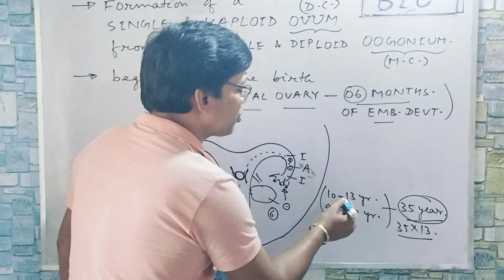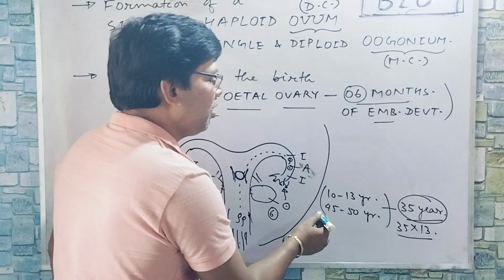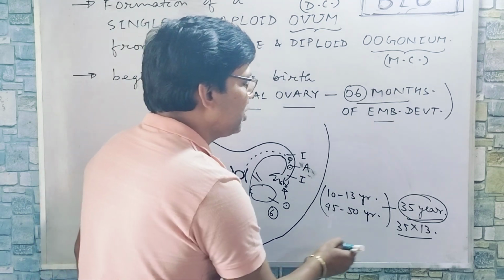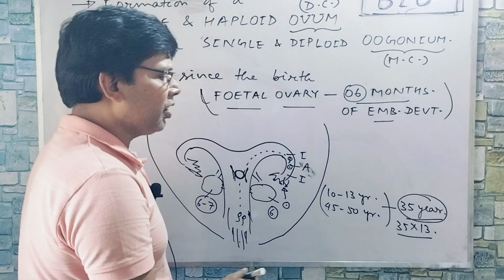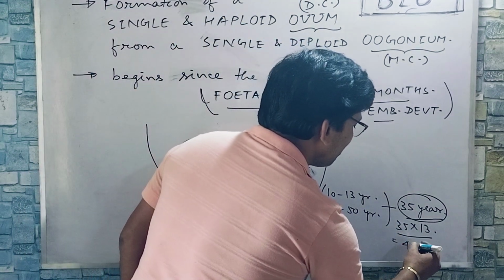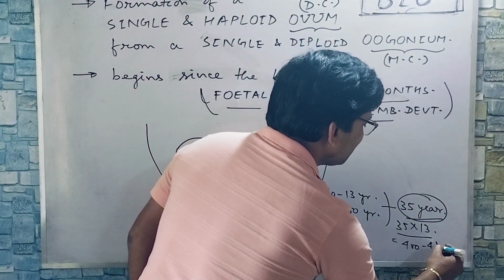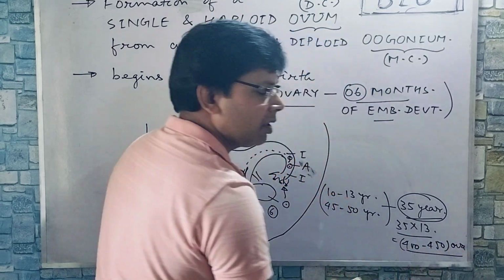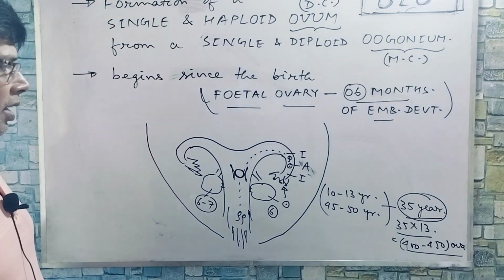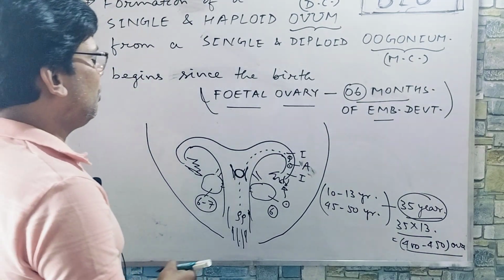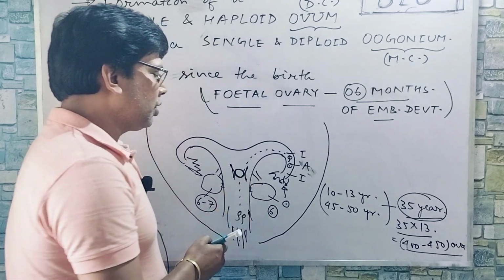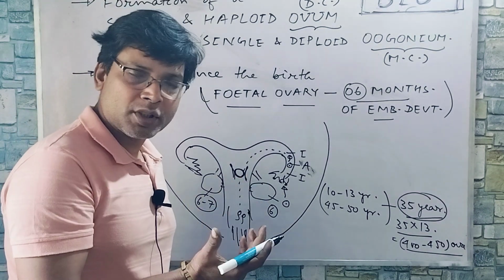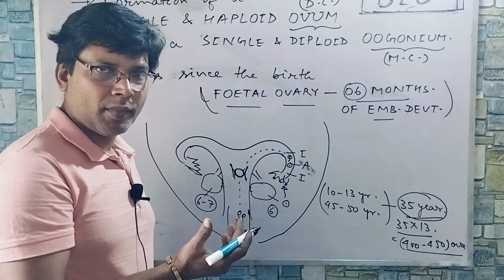From onset of menstruation, that is 10 to 13 years, menarche, and to the stoppage of menstruation, 45 to 50. So average 35 years into 13 ova. So round about 400 to 450 ova will be produced in the reproductive life of a female individual. Now we have to study the section of the ovary, how an ova forms. Okay? Next.